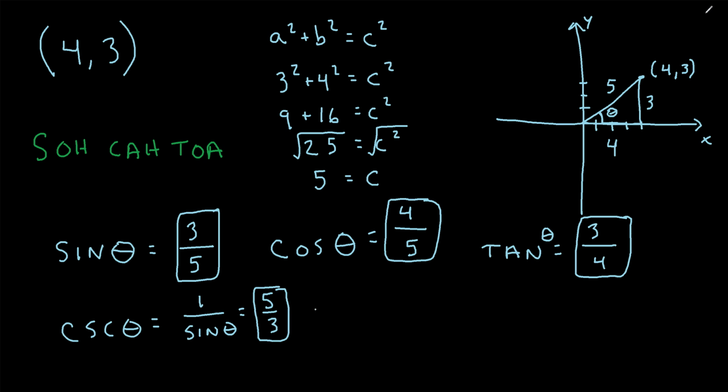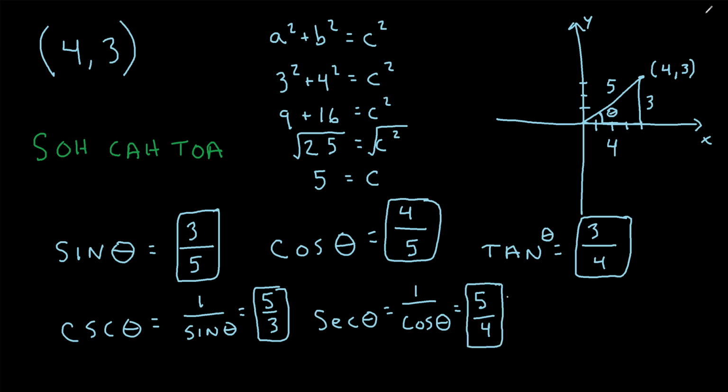What if we wanted to find the secant of the angle? Well, remember the secant is just 1 over the cosine, or in other words, it is the reciprocal of whatever the cosine is. So we already found the cosine to be 4/5, so the secant will just be 5/4. It's the reciprocal.